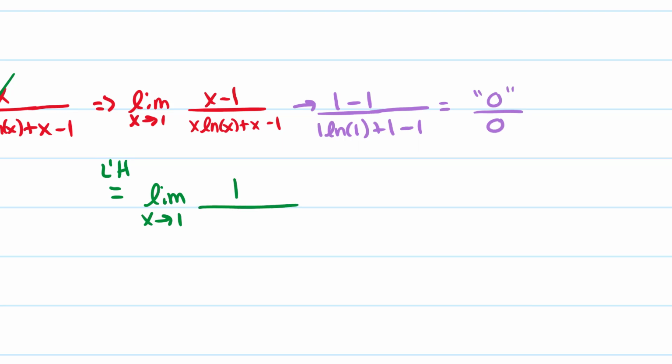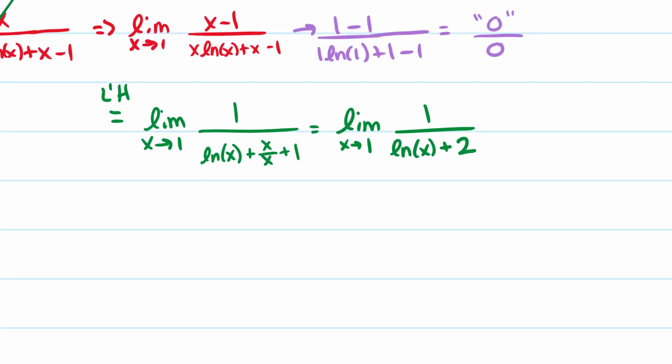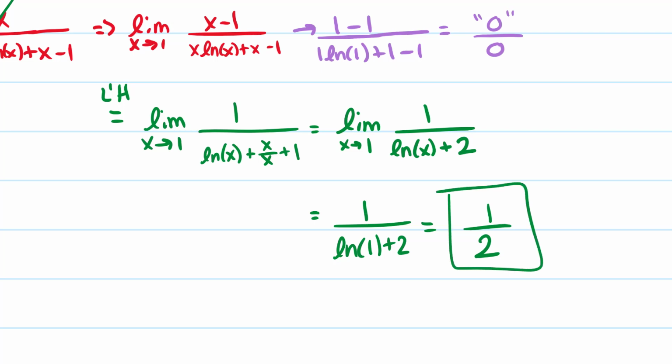And then I need to use the product rule. So I get ln of x plus x over x plus 1, which is going to be the limit as x approaches 1 of 1 over ln of x plus 2. And so now I'm going to plug in 1, and I get 1 over ln of 1 plus 2, which is going to give me 1 over 2, which is 1/2. So sometimes you have to do some fancy algebra before you use L'Hopital's rule, not only once, but maybe twice.